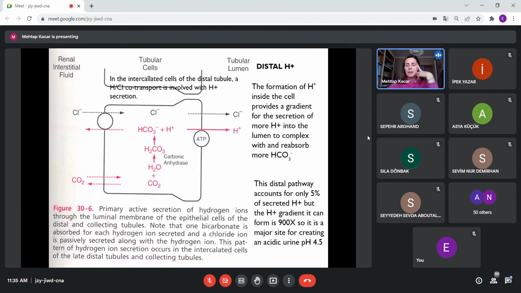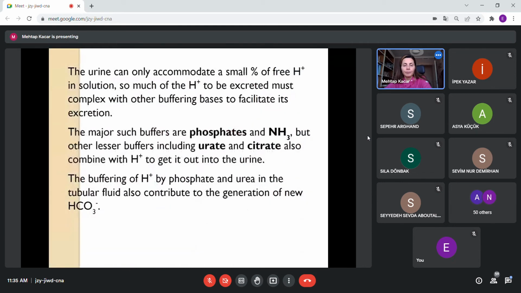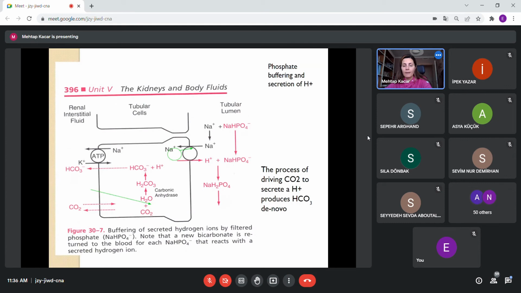Okay, in the distal tubule, we secrete hydrogen ion via a specific pump, the hydrogen ATPase pump. The urine can only accommodate a small percent of the free hydrogen in solution. So much of the hydrogen to be excreted must complex with other buffers to facilitate its excretion, especially phosphates and ammonium. Urate and citrate also combine with hydrogen ion to get it out into the urine. You can see here this complex.